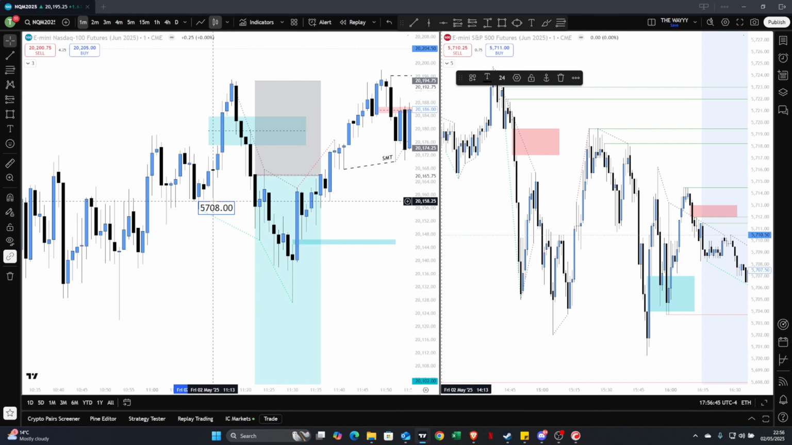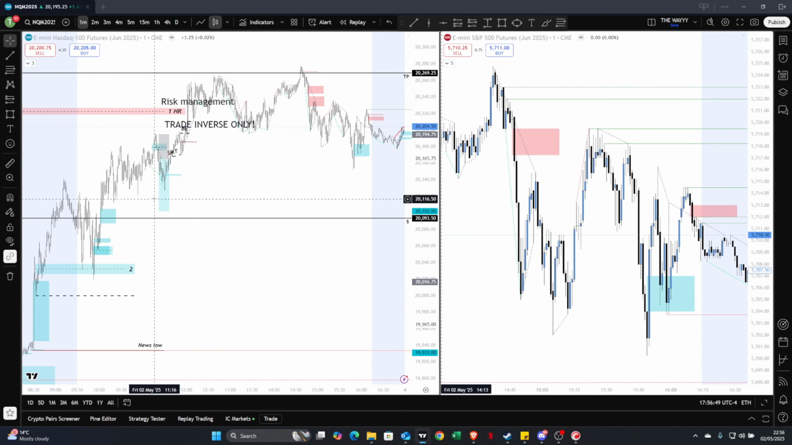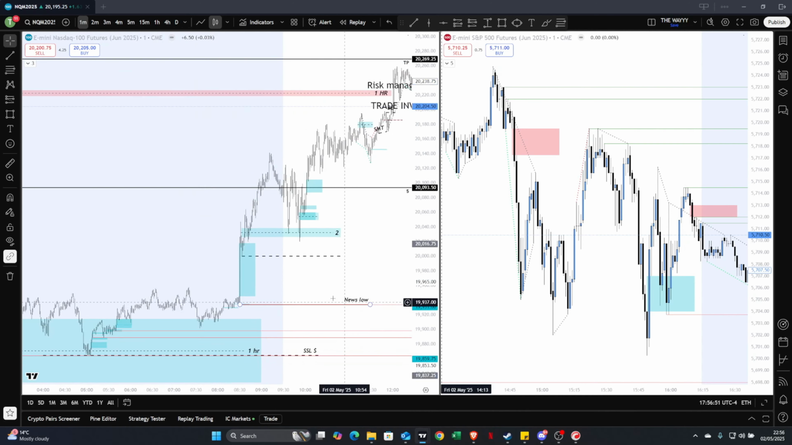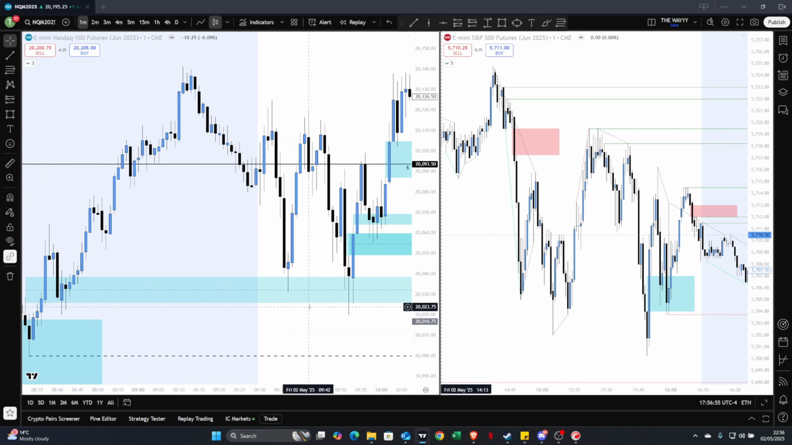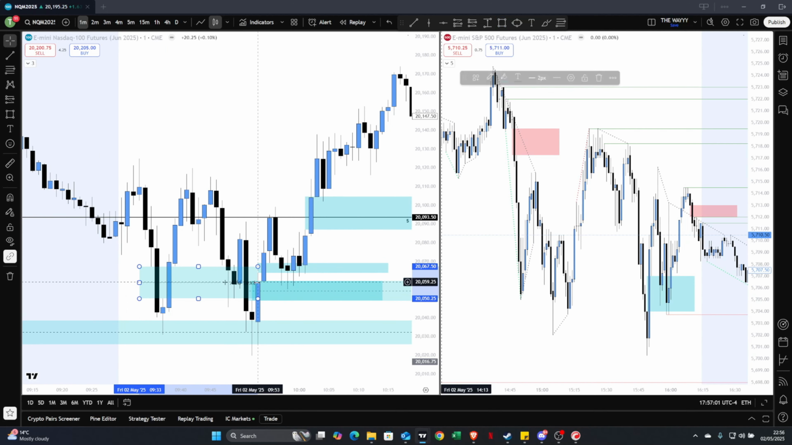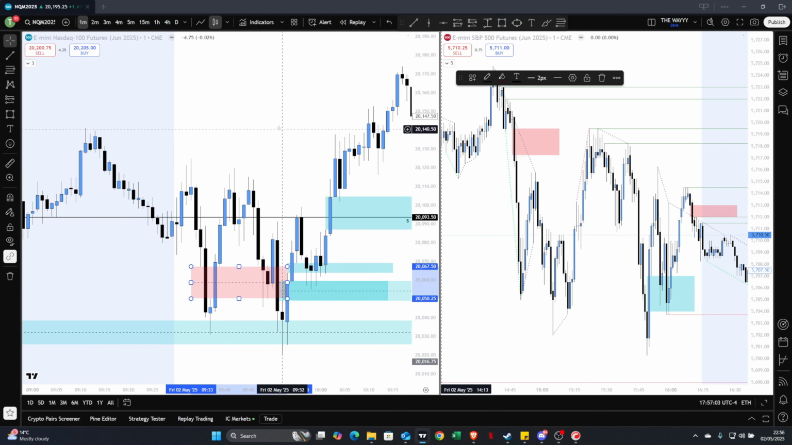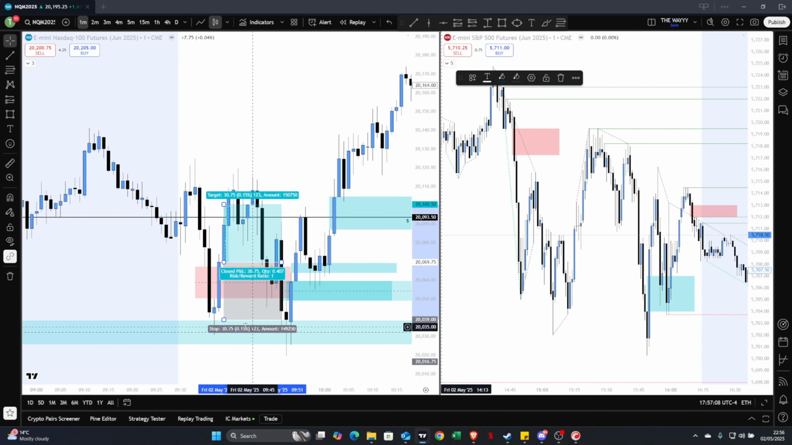Let's go over one more trade here. One more time. Look at this. Once again, what do we have? An inverse.